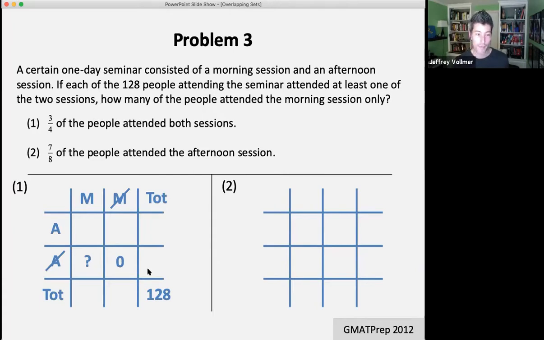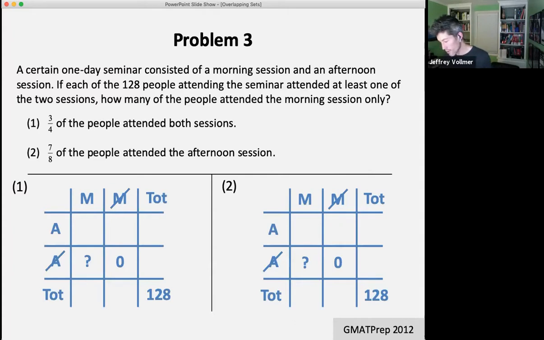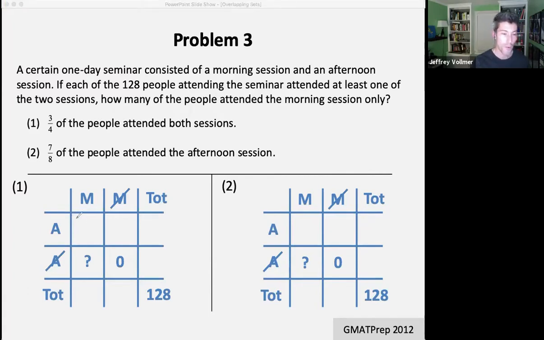So now that you've got that from the stem, let's put the exact same stuff in our grid in statement 2. And now we can tackle each one separately. What I know in statement 1 is that 3/4 of all the people, so 3/4 of 128, you actually don't need to know what that is, because it's data sufficiency. You just know I could figure out 3/4 of 128 if I wanted to, but I don't really want to. So I'm going to call this 3/4 of 128, which is a specific number, attended both sessions.